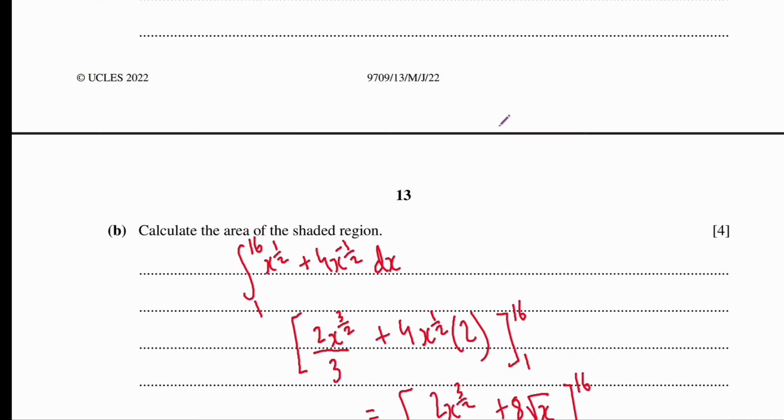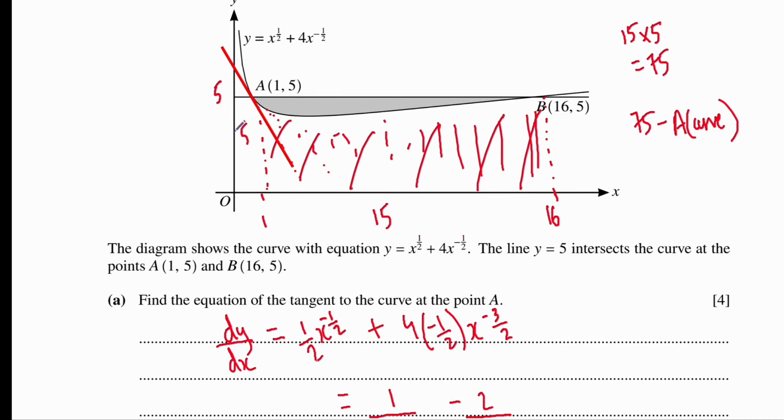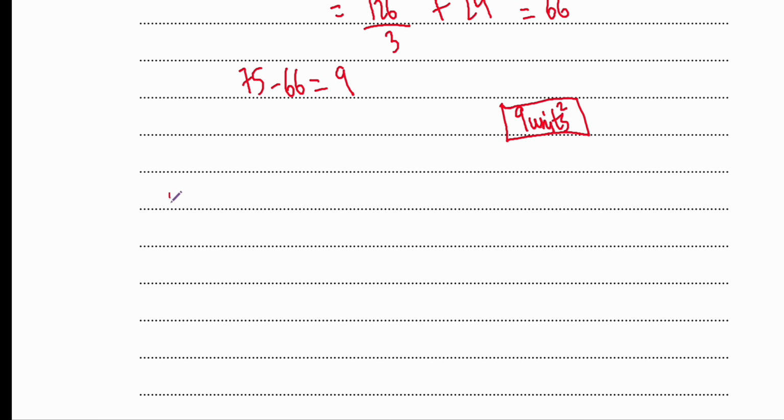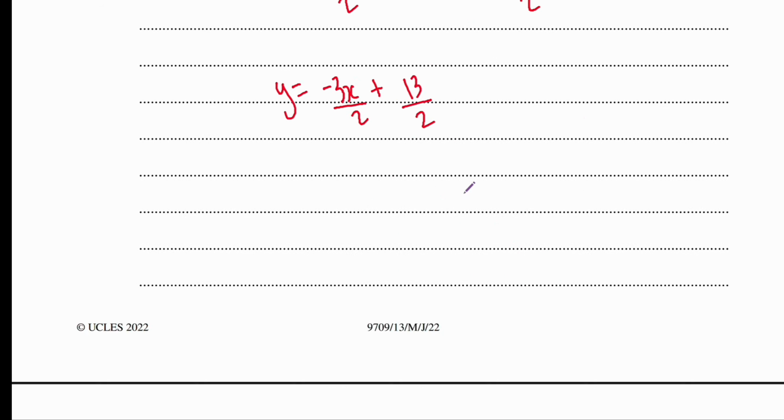And now what I was saying earlier is that you could do the difference between two curves. So y equals 5 is actually a curve as well. y equals 5 is another curve. And the other curve is x to the half plus 4x to the negative a half, right?